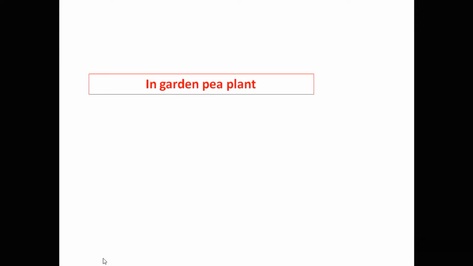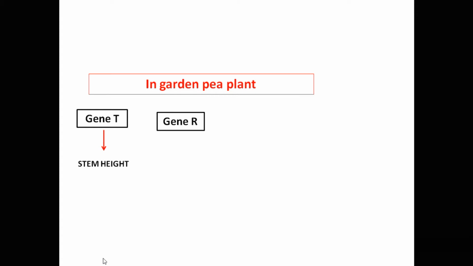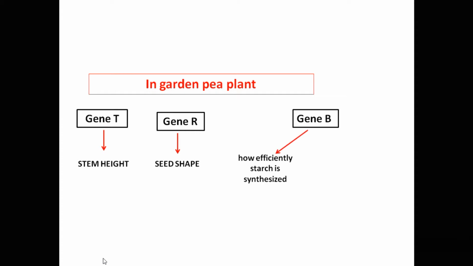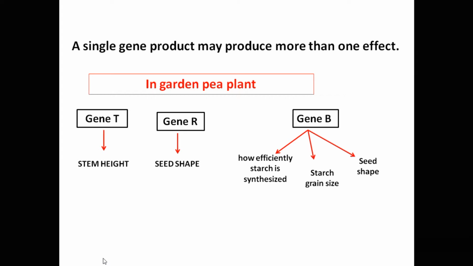We know that in garden pea plant, gene T governs stem height, gene R determines seed shape, but there is another gene B in the pea seeds which governs more than one character. Gene B determines how efficiently starch is synthesized. It also determines the starch grain size and its shape. So in some cases, a single gene product may produce more than one effect, and this phenomenon is called pleiotropy.